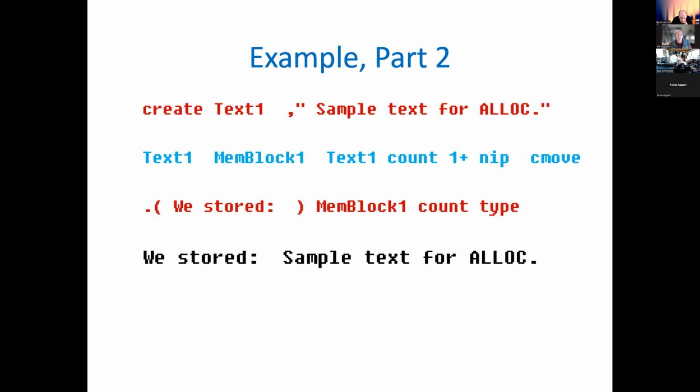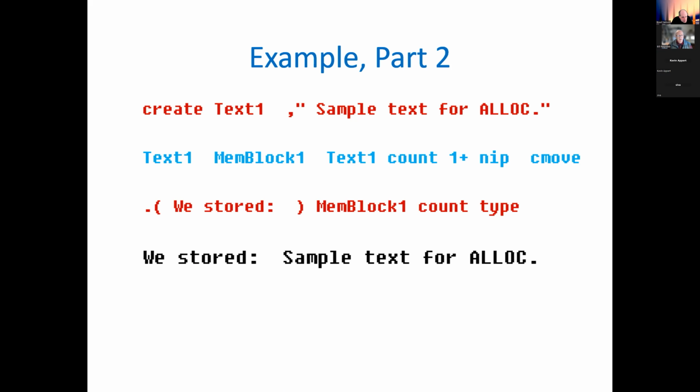So here's an example of usage. I created text one, and then with the comma quote, put a simple counted string into that space, sample text for allocation. Then with text one, we reference that string. Memblock1 gives us our memory storage area. Text one count 1 plus nip calculates the text size to be moved. So we're moving from text one to memblock1 done by the C move.